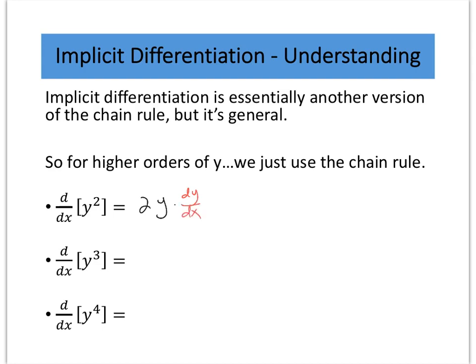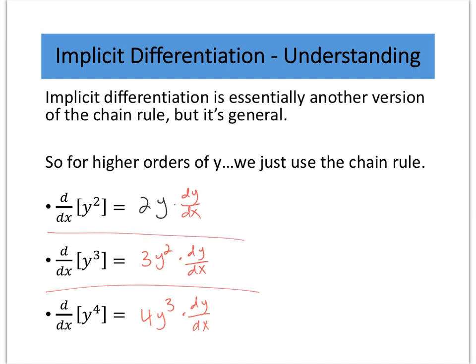I'm done. Again, d over dx, the derivative with respect to x of y cubed is going to be 3y squared, and then times the derivative of y because I don't know what y is. And again, y to the power of 4, 4y cubed times the chain rule, dy dx. So I hope that you can see that taking a derivative of a y isn't as scary as it might have looked at first. And we're going to do a few different examples of this.